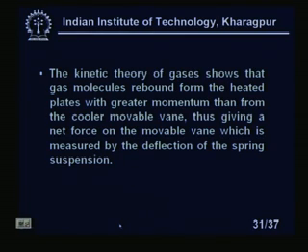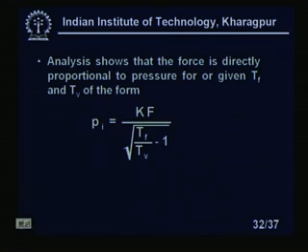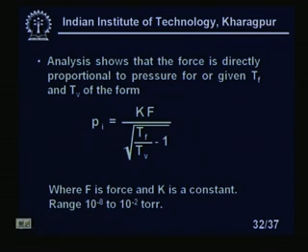Now, kinetic theory says gas molecules rebound from the heated plates with greater momentum than from the cooler movable vane, thus giving a net force on the movable vane, which is measured by the deflection of the spring suspension. Analysis shows that the force is directly proportional to the pressure for a given Tf and Tv, of the form P equal to KF upon square root of (Tf upon Tv minus 1), right, where F is the force and K is a constant. A range of the Knudsen gauge is 10 to the minus 8 to 10 to the minus 2 torr. Okay, this is a typical range. So, you can see that low pressure can be measured by this particular type of instrument.